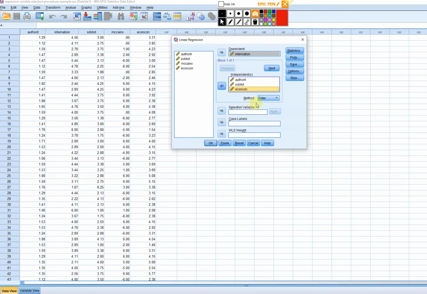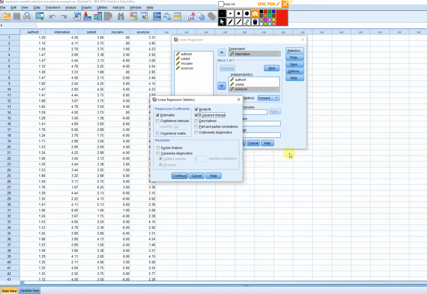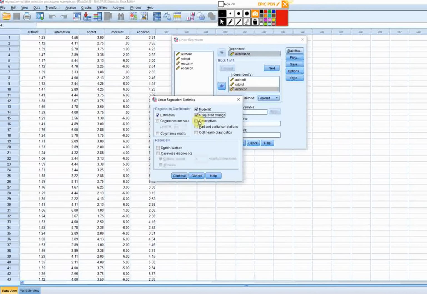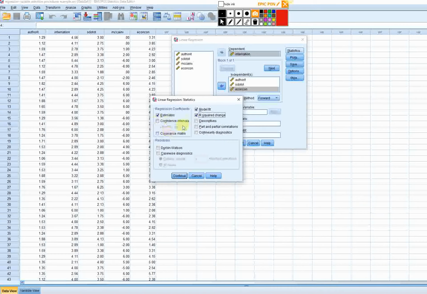To run the forward regression analysis, I'm going to go to Method, and where it says Enter, I'm just going to hit the little arrow and go down to Forward. On the Statistics button, I'm going to click on it, and I'm going to ask for R-squared change, as well as generally any other things. I would typically ask for descriptives, part and partials, collinearity diagnostics, and so forth.